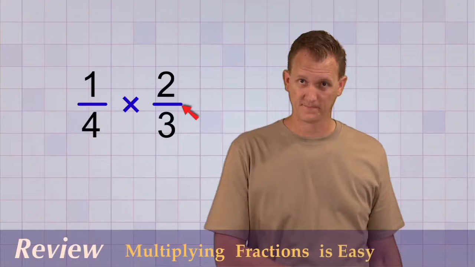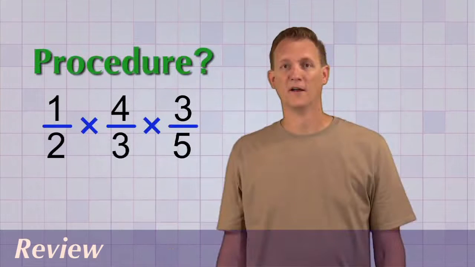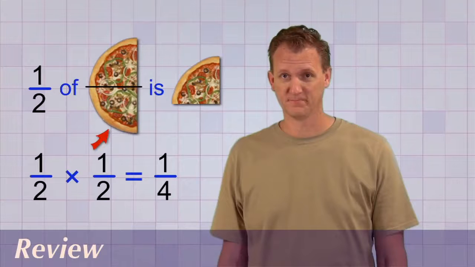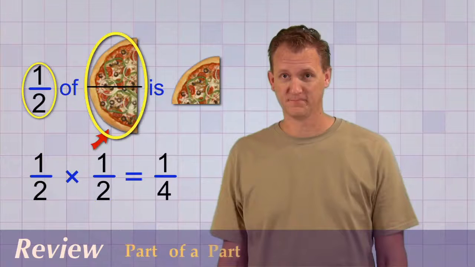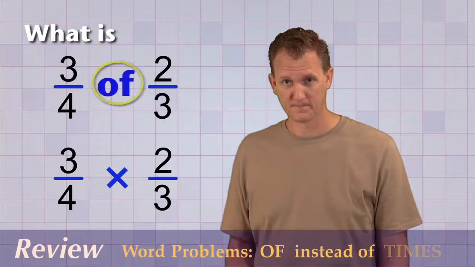Multiplying fractions is even easier than adding fractions. It's easy because order of operations says that we can do the multiplication before the division. The procedure for multiplying fractions is to multiply the top numbers to get the answer's top number, and multiply the bottom numbers to get the answer's bottom number. If you think of fractions as parts of something, then multiplying a fraction by another fraction is the same as taking a part of a part. And sometimes, especially in word problems, you might see the word of instead of the word times. Even though multiplying fractions is so easy, it's a good idea to practice. So be sure to do the exercises, and I'll see you next time.